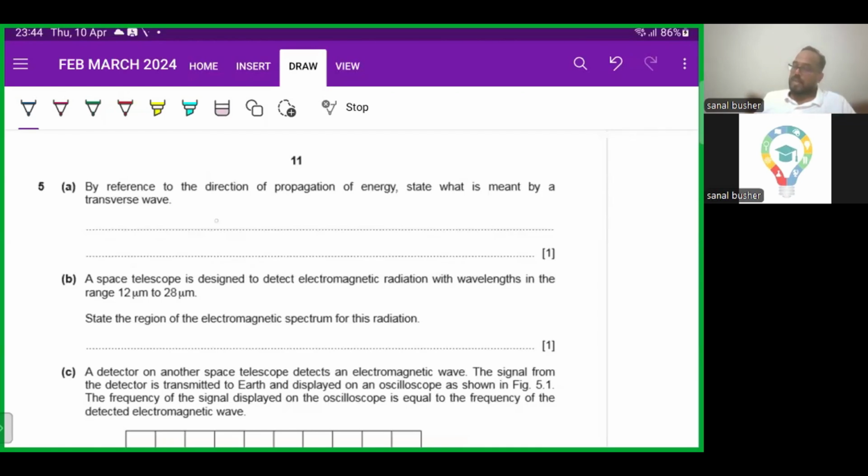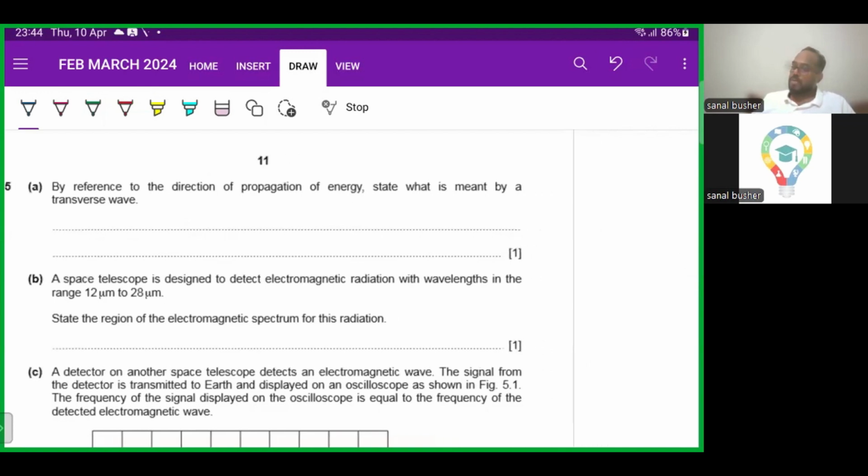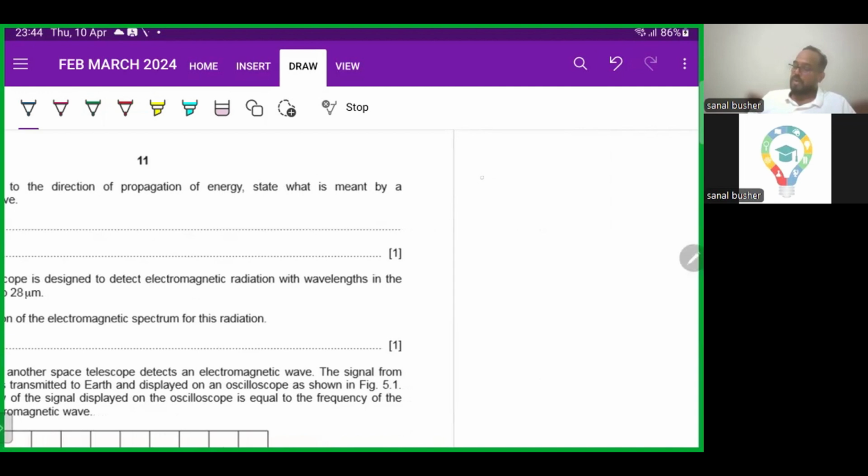By reference to the direction of propagation of energy, state what is meant by a transverse wave. Okay, this is a common question. Sometimes they will ask about transverse waves, or sometimes longitudinal waves. You can remember it with two examples. This one I will explain here. Imagine there is a wall and a rope is tied at one end, and you're giving a disturbance at this point. What happens? A wave is created.